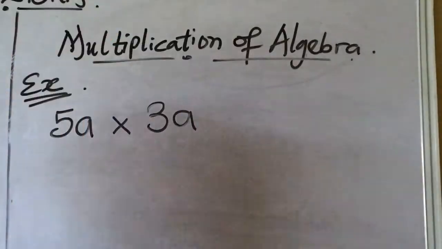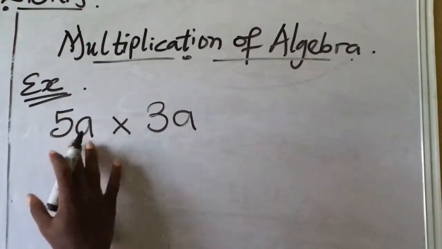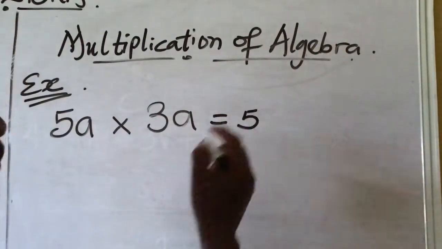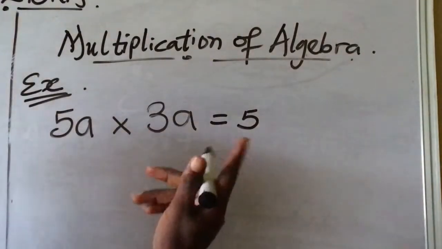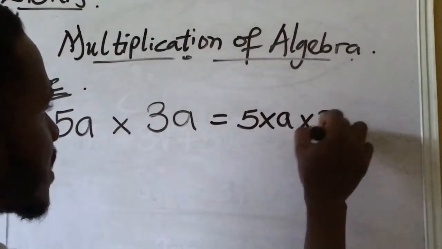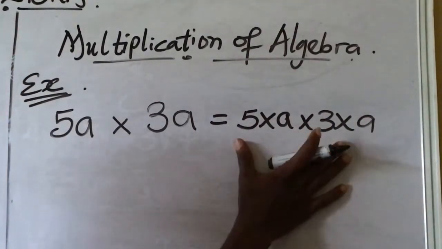One very beautiful thing about multiplication of algebra is that you can multiply any variable with any variable and you still have your answer. Simply put, 5a times 3a, what you're saying is that 5a is the same as 5 times a. Do you remember? Okay, so we have 5 times a times 3 times a. This is the breakdown of what we have just said here.